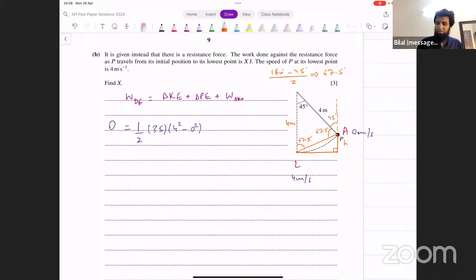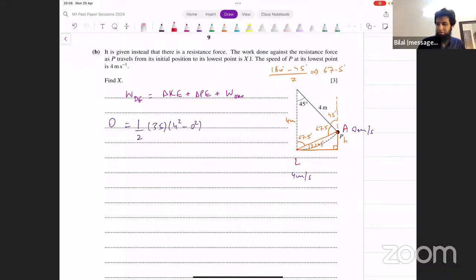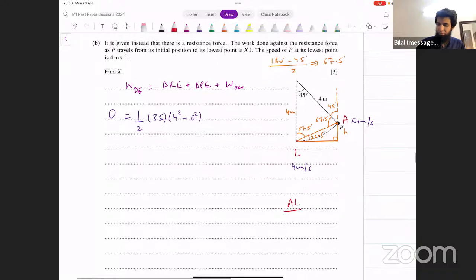This is the right angle. What about this remaining angle now? This is also 22.5. Let's use this one. Can you find the length AL somehow? Let's use sine rule for that. AL over sine of 45 equals 4 over sine of 67.5.